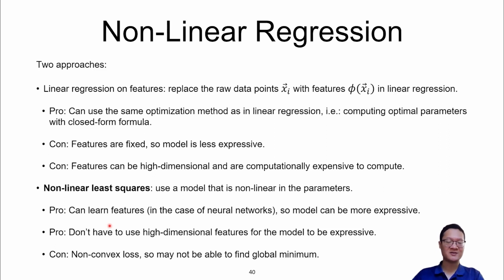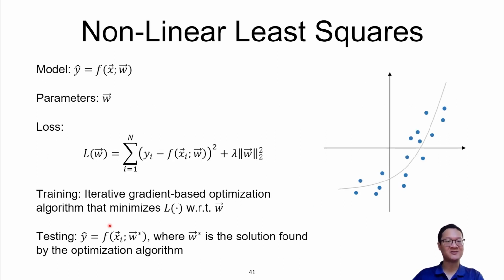For nonlinear least squares, we use the model that can be nonlinear in the parameters. And in general, we write that as y hat equals some general nonlinear function f of x with parameters w. The loss function can be very similar as before, the square loss with potentially some L2 regularization. And now, because we can no longer obtain the optimal parameters analytically, we have to use iterative gradient-based optimization algorithms that minimize the loss function with respect to w. And again, after we do that, testing is always the same. We evaluate the function f using the optimal parameters that we determined.